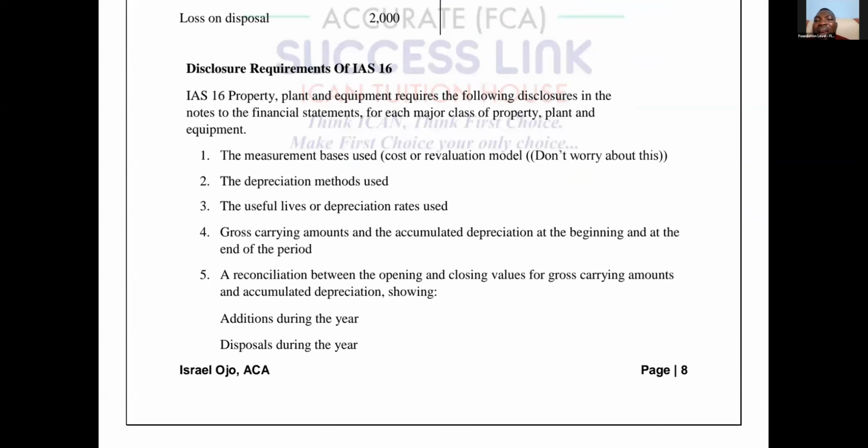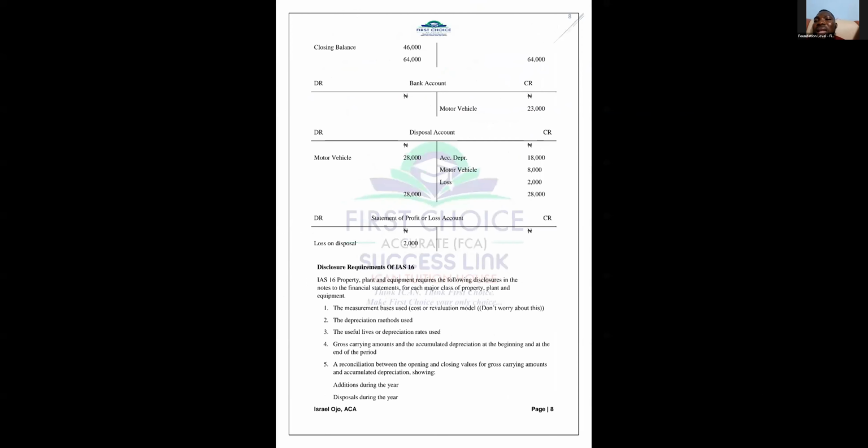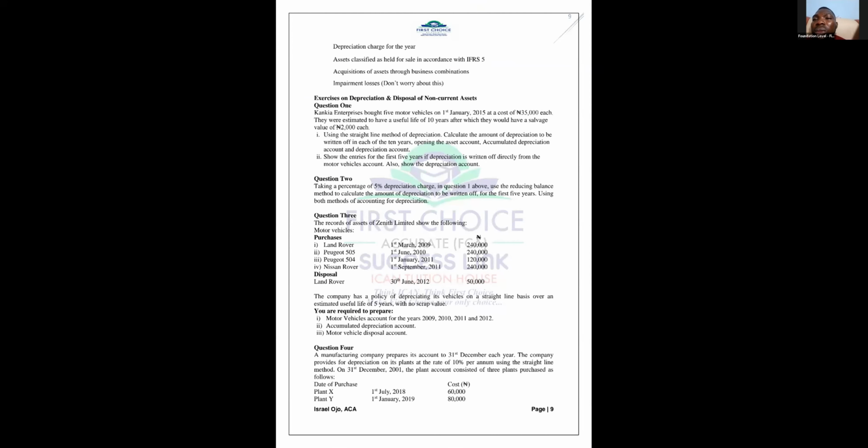The way you reconcile it also must be shown. Reconciliation means that at the beginning of the year you have an asset worth 1 million, and at the end of the year you have an asset worth 5 million. What has happened? You want to agree the opening balance with the closing balance. So if there's a disposal, you recognize it. If there's an addition, you recognize it. That is what that is talking about.